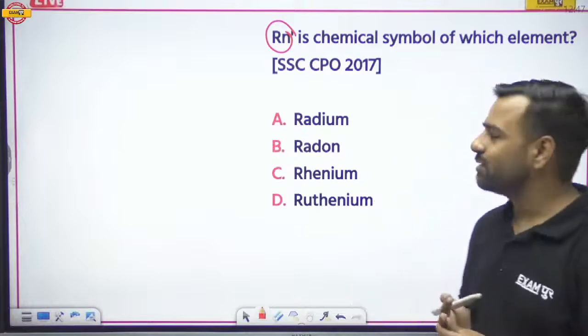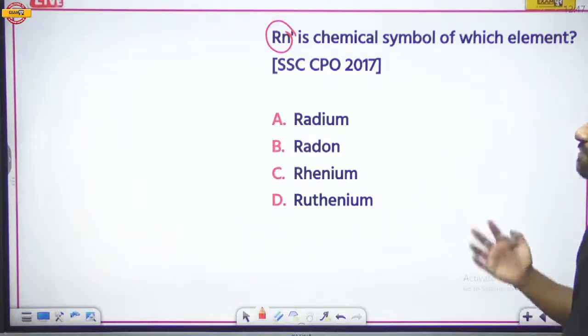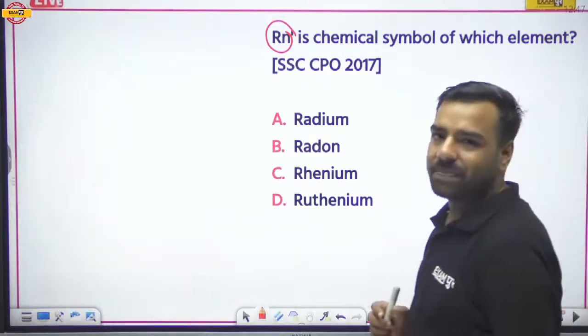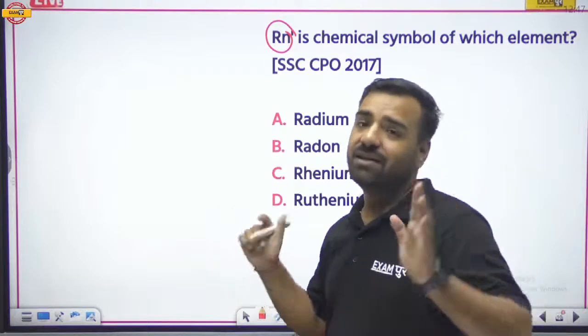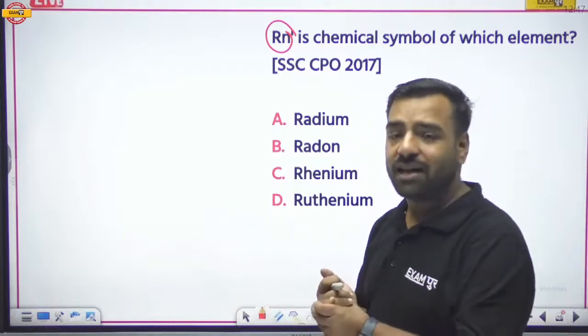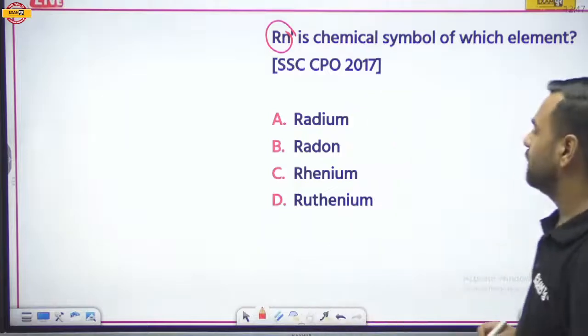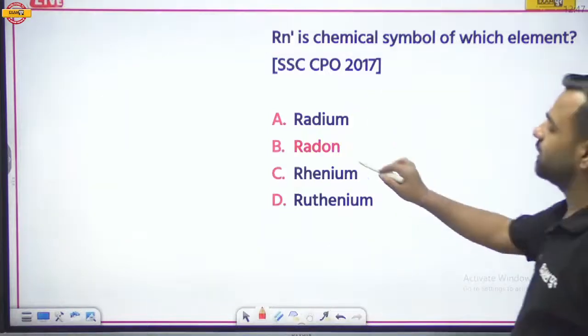So yes, now I guess you will be able to relate it, right? And please do not go with radium here. I'm going with the gas part, fine? So yes, what is the correct answer? Here, Rn is actually standing for radon. So option number B is going to be the correct answer.